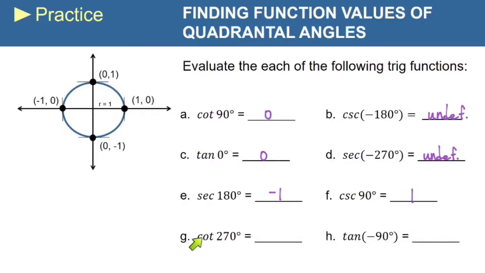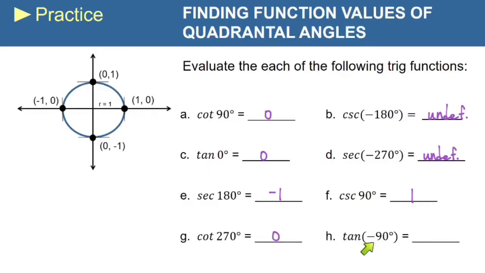For part G, we have cotangent of 270. So starting at the positive x-axis, we rotate 270 degrees counterclockwise, and the terminal side is pointing down through the bottom of the circle. So cotangent is x over y, that would be 0 over negative 1, which is 0.